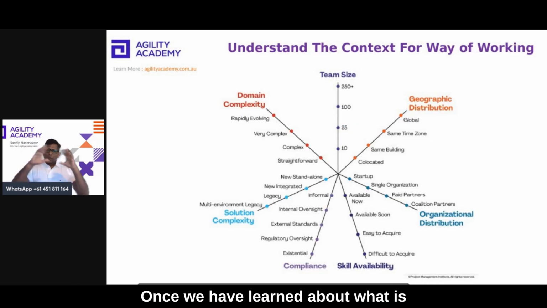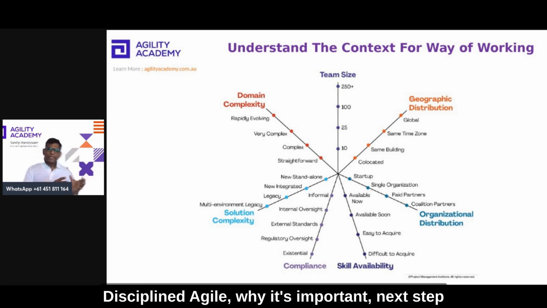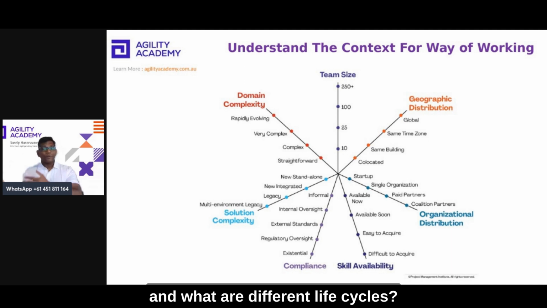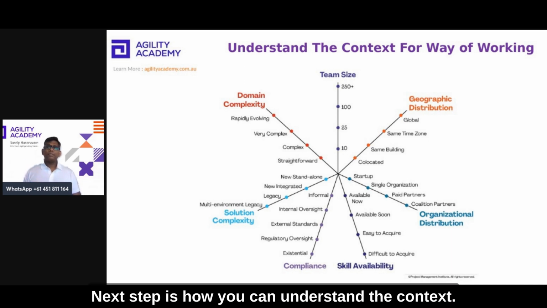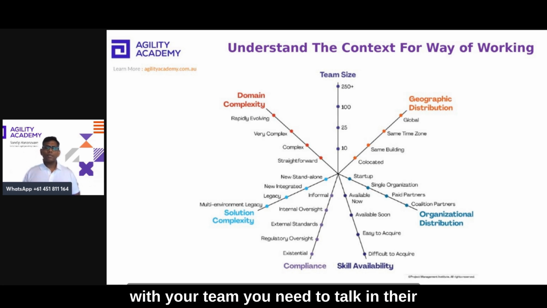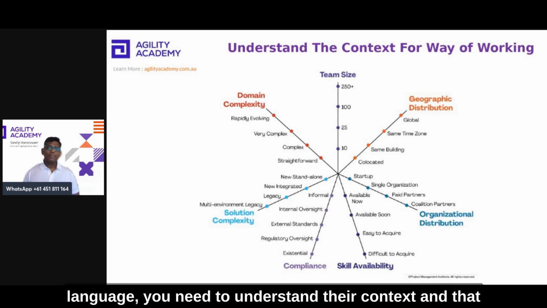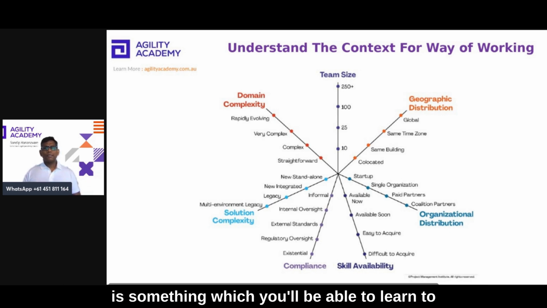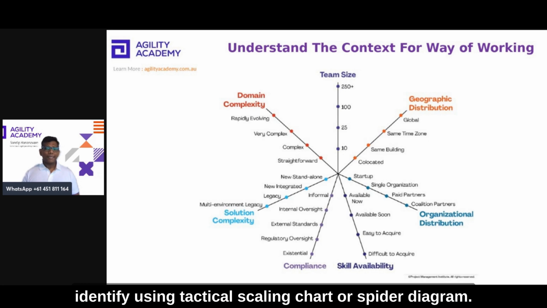In this program, once we have learned what is discipline agile, why it's important, and what the different life cycles are, the next step is how you can understand the context. As a scrum master, when you are talking with your team, you need to talk in their language. You need to understand their context. And that is something you'll be able to learn to identify using the tactical scaling chart or spider diagram.